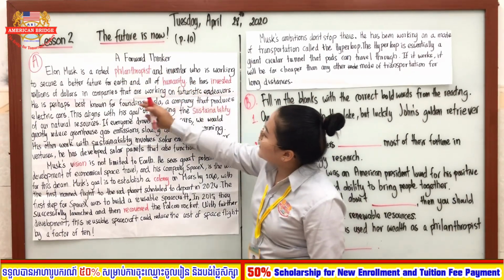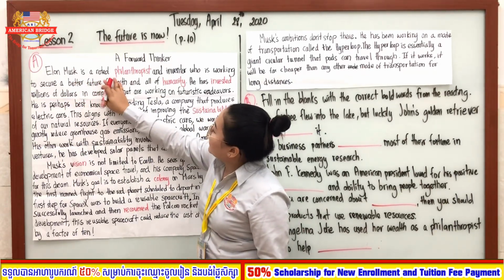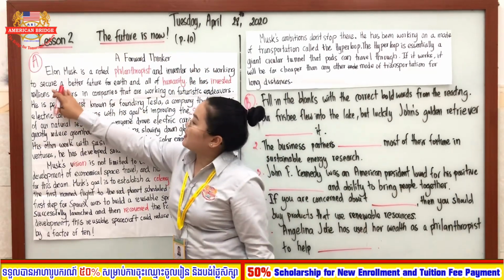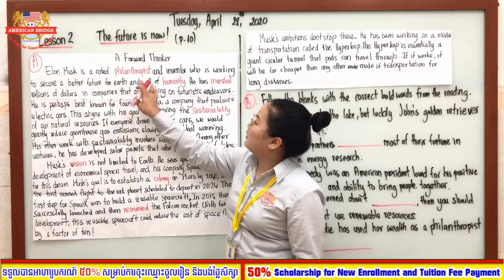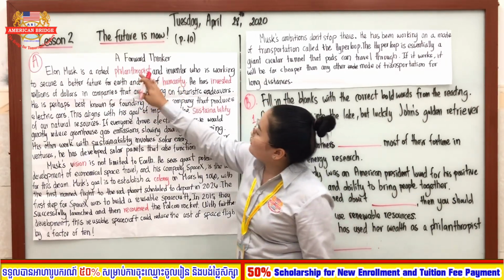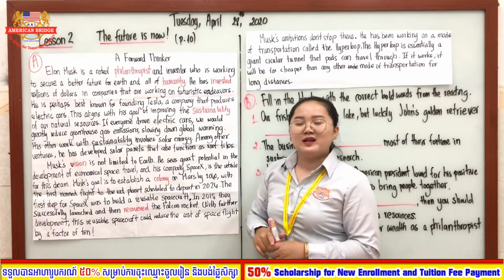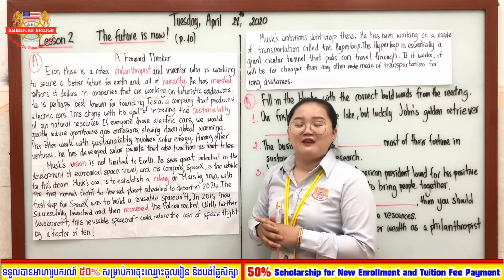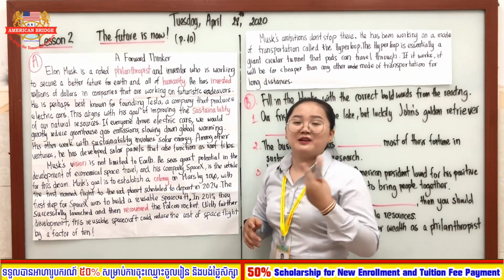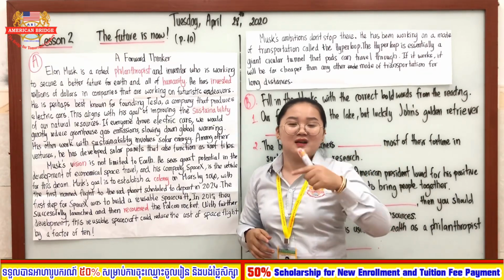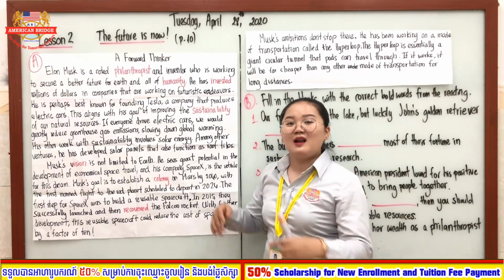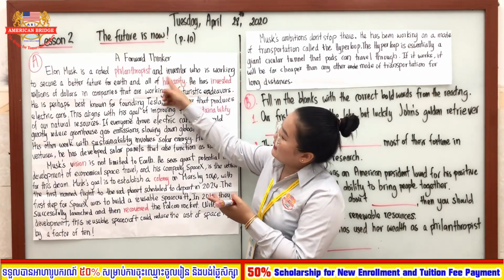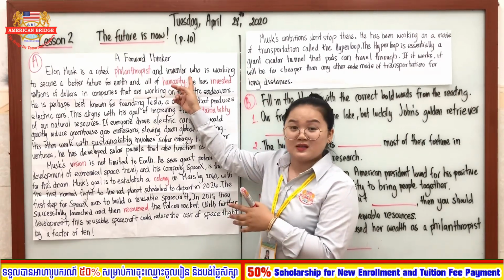The first sentence is, Elon Musk is a noted philanthropist and inventor who is working to secure a better future for us and all of humanity. Okay, so this is the first sentence of this passage. Can you find any present tense verb in this sentence? Yes, I'm sure you have the answer in your mind right now, right? If you can find the answer, you can underline the present tense verb in your book as well, okay? While I am underlining the present tense verbs on my poster, okay?